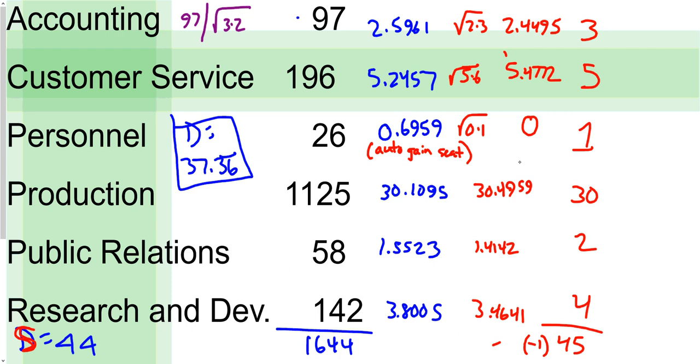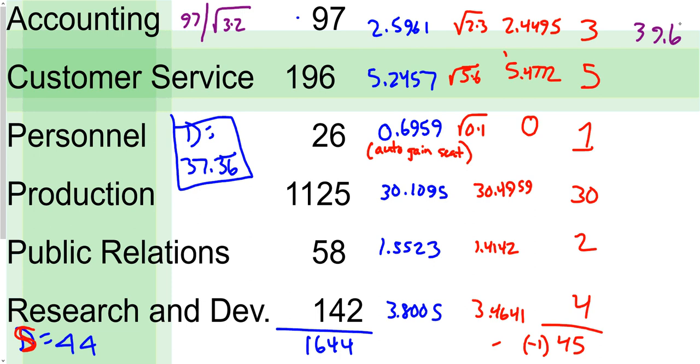6. 39.6. So about 39.6. So this is going to be my breakpoint divisor. Okay, next one, 196. 196 divided by the square root of 5 times 4.